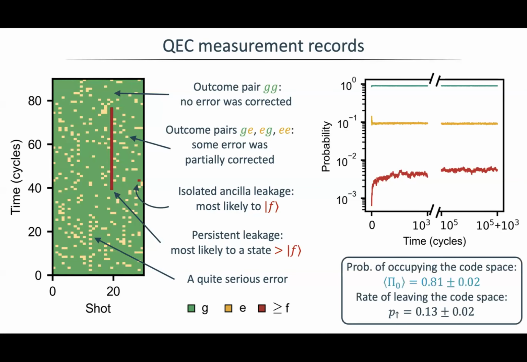And so this is just the average, but we can do other kinds of statistical analysis with these strings of measurement outcomes, and extract other characteristics of this dynamical process. For example, we can extract the probability of occupying the code space, which is about 81%. And this is a completely independent measurement. And I showed you how we extract this number before from the Wigner function. They agree very well. We can also extract this rate of heating out of the code space, which is about 13% per cycle.